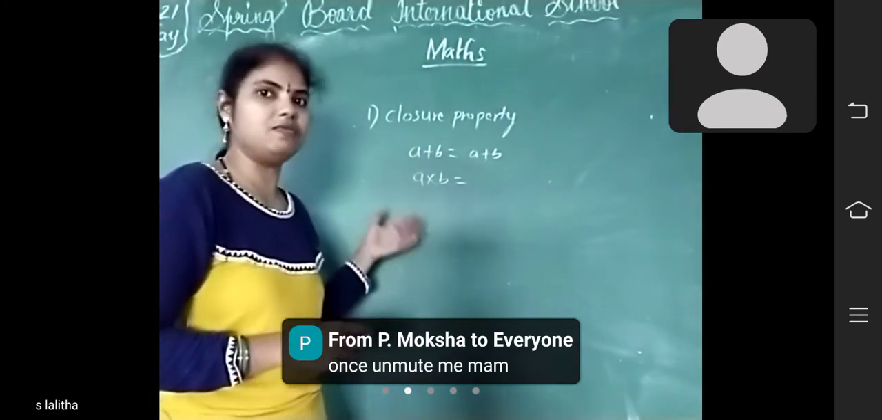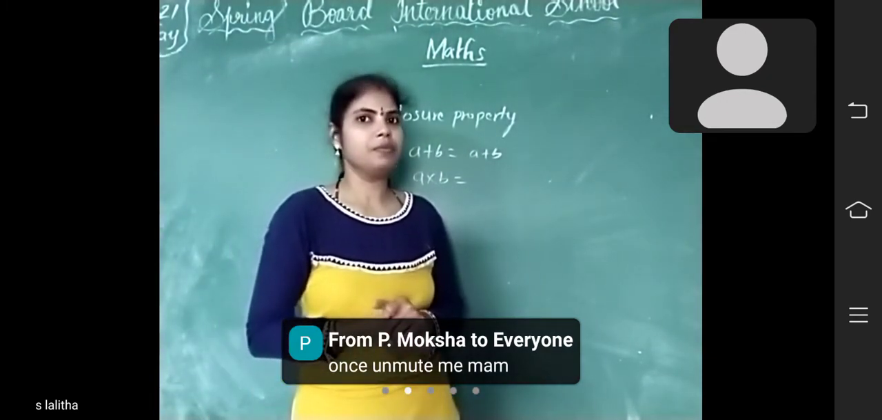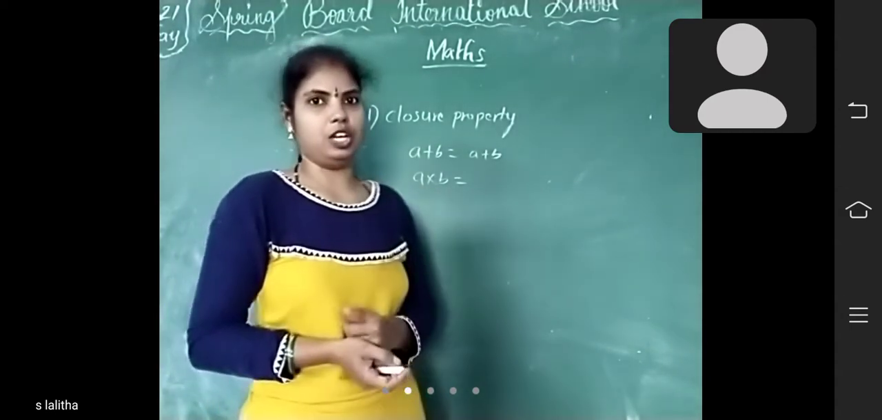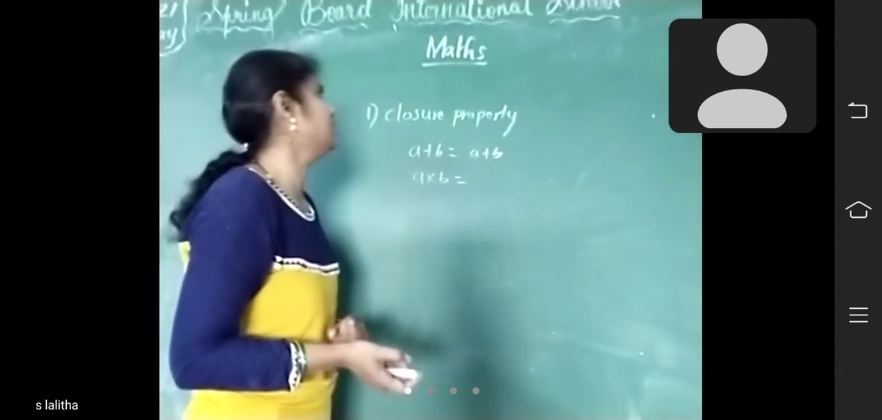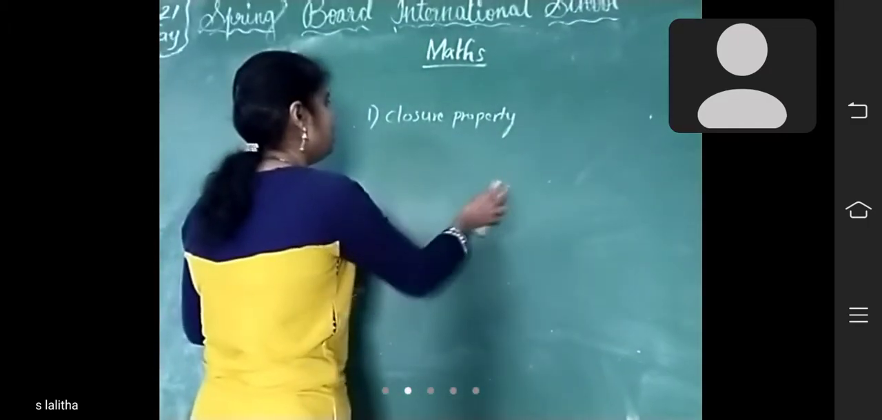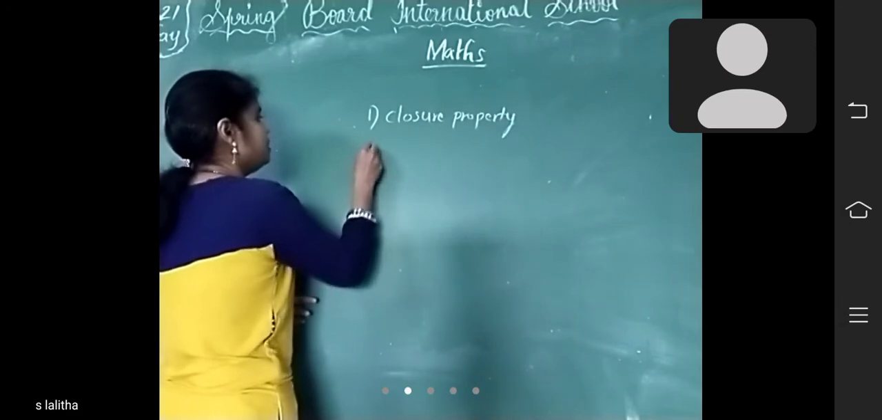But is it satisfied under subtraction and division, children? No, it is satisfied only under addition and multiplication. Okay, ma'am? And next property. What is the next property we learned? The commutative property.